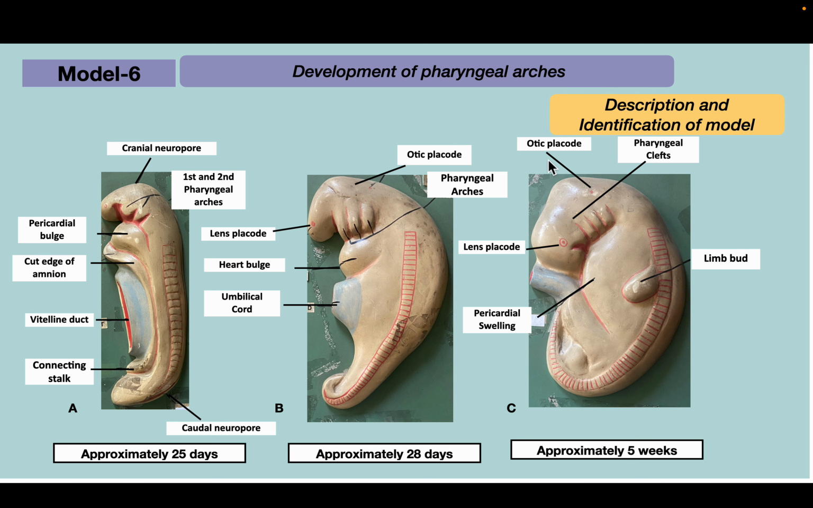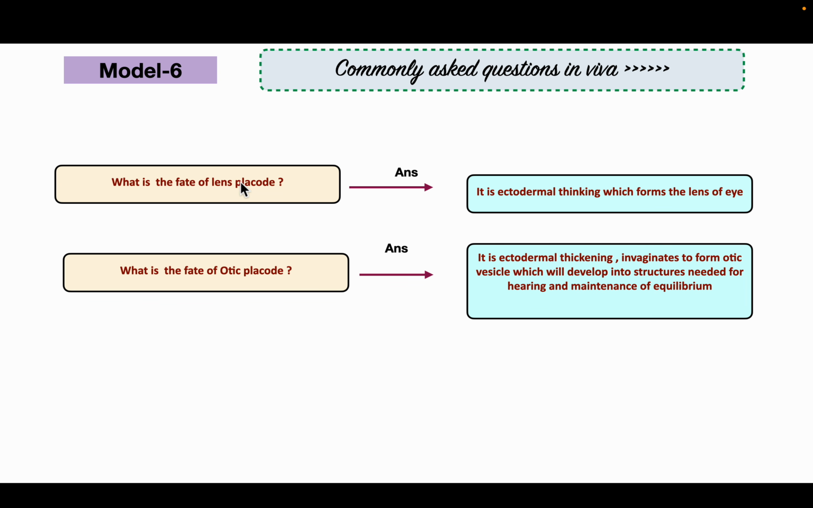So lens placode and aortic placode are visible. What structures arise from them? From the lens placode, the lens of the eye is formed. The aortic placode is basically an ectodermal thickening which invaginates to form the aortic vesicle, which will develop into the structures related to hearing and equilibrium. So in short, it contributes to the development of the ear.